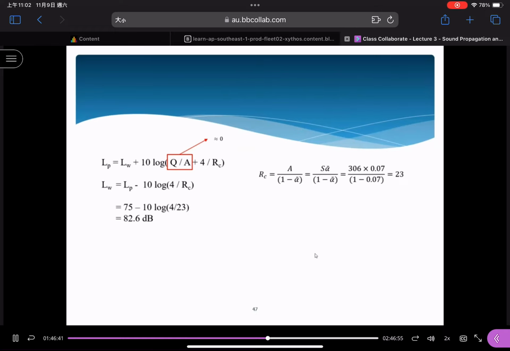We are looking for the acoustic power, not acoustic pressure. The acoustic pressure given is equal to 35, so the acoustic power is equal to 82.6 dB. Okay, it makes sense because the sound power must be higher than the sound pressure level. The longer the distance, and even affected by the surrounding area, the sound pressure could decrease.